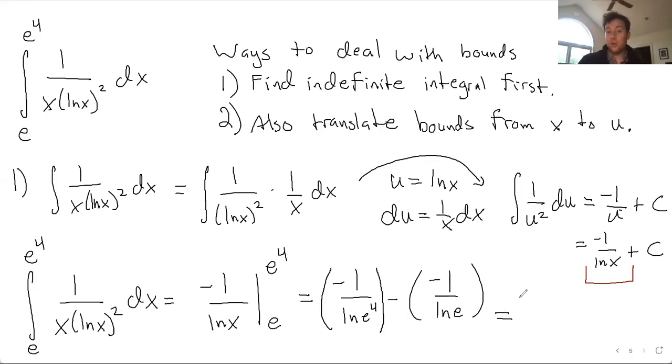And this actually works out really nicely. You could go to your calculator, which would work, but in this case, the natural log and e cancel, giving us just the exponent. So in this first case, the natural log of e to the fourth is just that 4 in the exponent. These negatives cancel, and the natural log of e is 1.